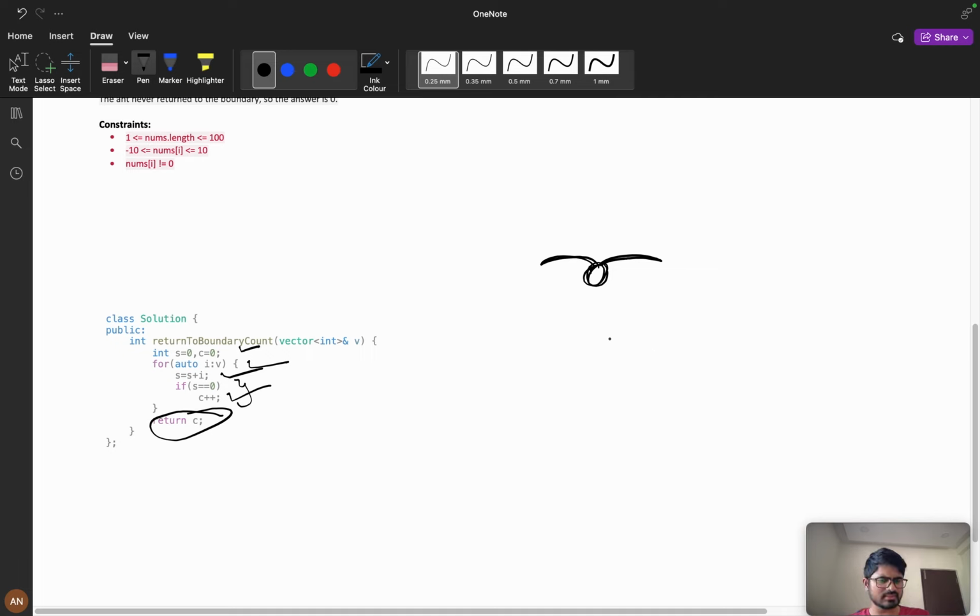If you see this, guess the time complexity. We are iterating over the array only once, so it will be order of n, and we are not using any extra space, so it will be order of 1. I think you have got it.